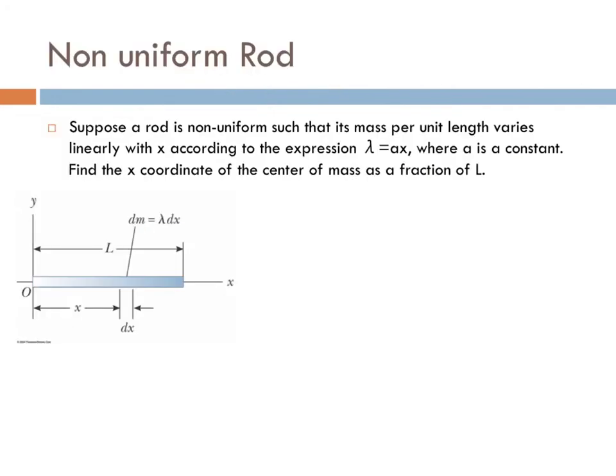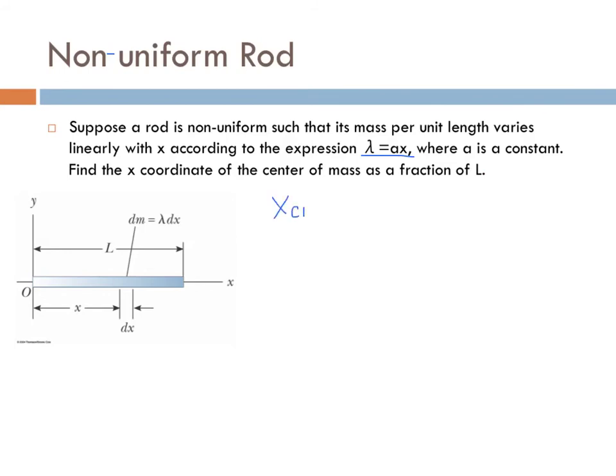Now in this situation, we have a non-uniform rod. That means our mass is not going to be the same the entire way through. So suppose a rod is non-uniform such that its mass per unit length varies linearly with x according to the expression lambda is equal to a times x, where a is a constant. Find the x-coordinate of the center of mass as a fraction of L. So we know that in our final answer, we have to have it in terms of L.